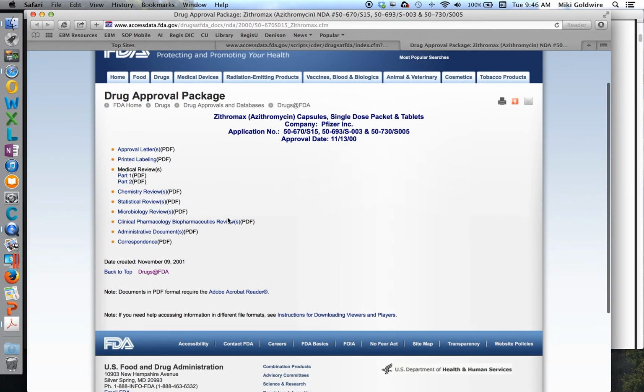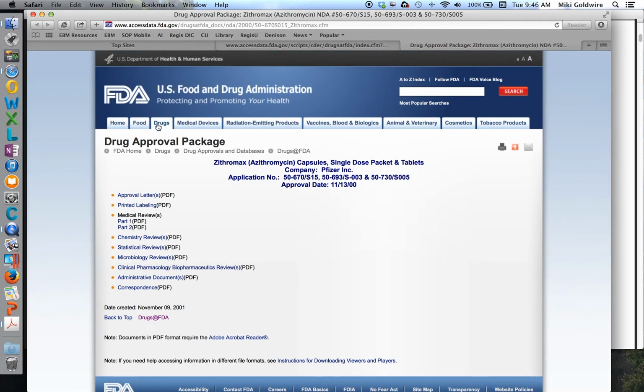And you can see here on the left I have an approval letter, a labeling at that time, a medical review, a chemistry review, a statistical review, microbiology review, pharmacology review, some administrative documents, and some correspondence. When I'm reviewing a new drug or one that was being considered for formulary approval, I'll often come to this FDA site and take a look at what the medical reviewers and the statistical reviewer have said about the drug.